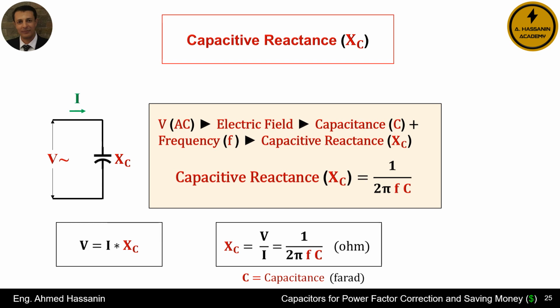Now, it's important to understand that the value of capacitive reactance, represented as XC, depends on both the capacitance, C, and the frequency, F. We can calculate the capacitive reactance using the formula XC equals 1 divided by 2 times pi times the frequency, F in hertz, times the capacitance, C, in farads. Alternatively, we can also calculate it using the formula XC equals voltage divided by current. So XC equals V over I. And just like resistance and inductive reactance, capacitive reactance is measured in ohms.